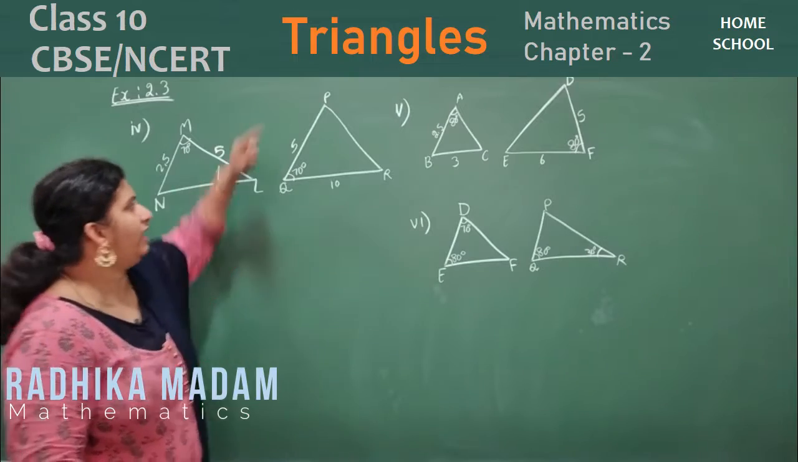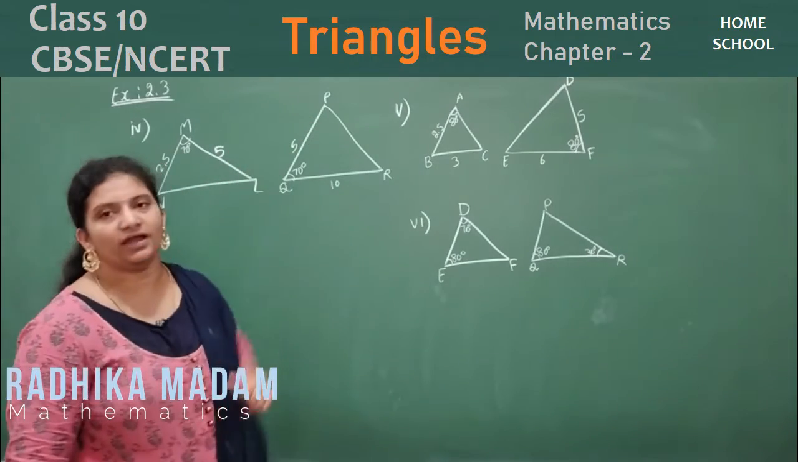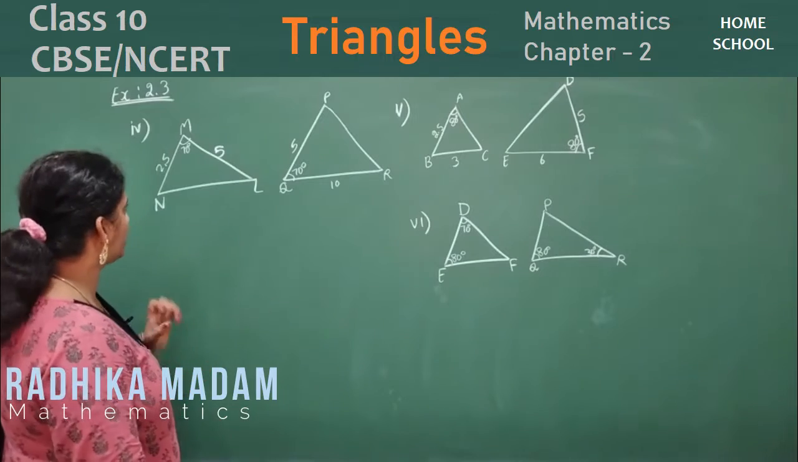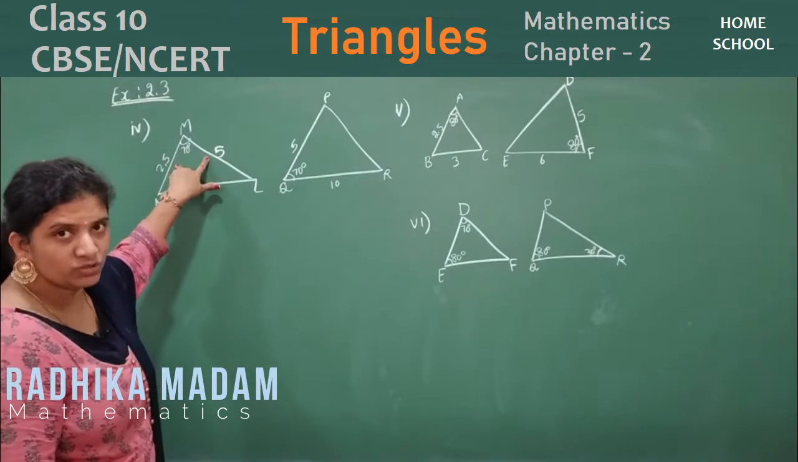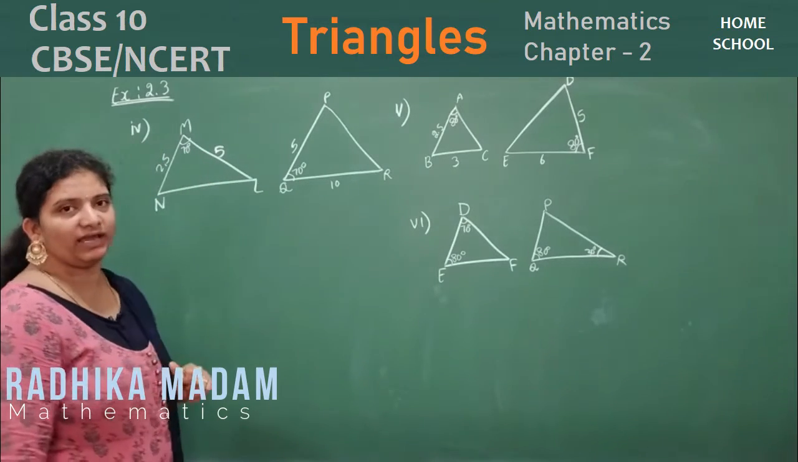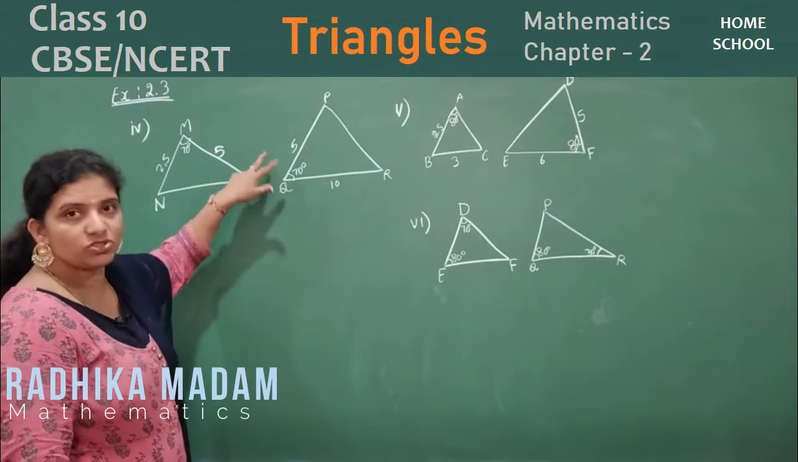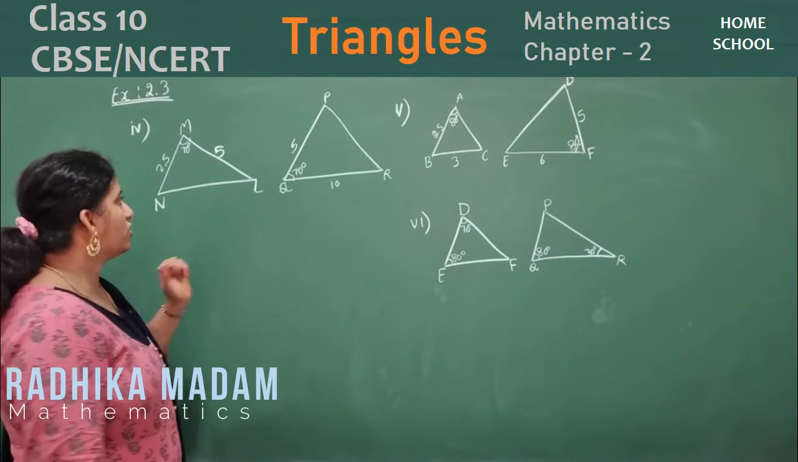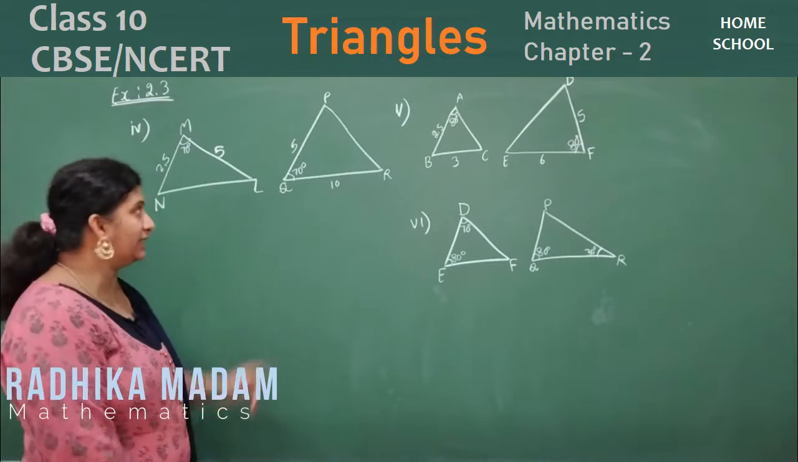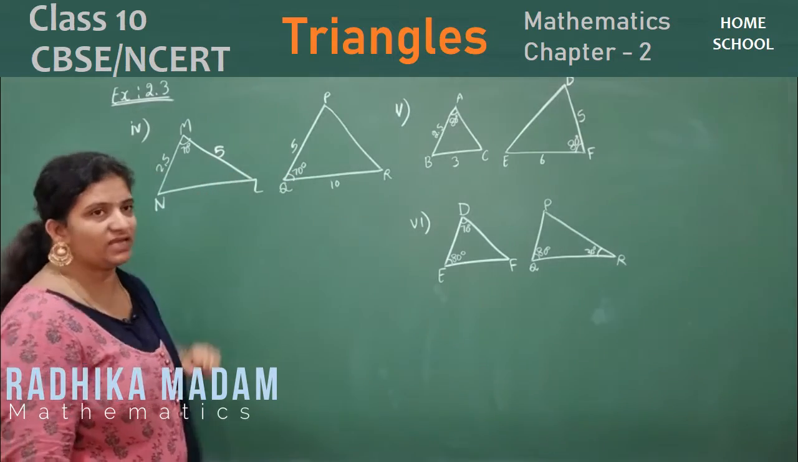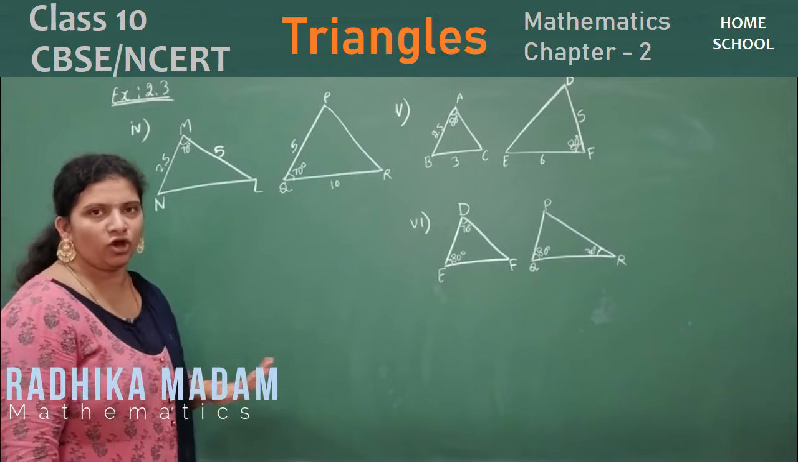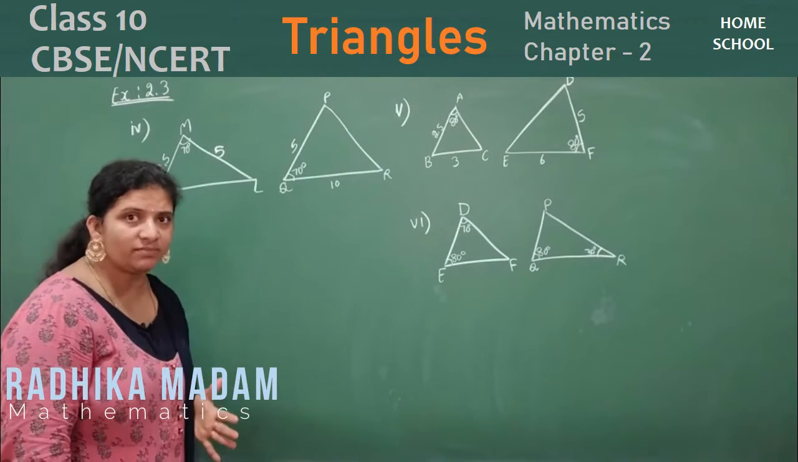MNL is one triangle and PQR is another triangle. So observe carefully here children. What can you observe here? There are two sides and an included angle given, and here also two sides and an included angle are given. So how can you compare first here? If you compare 5 with 1, this 2.5 should be there, but it is not there. So that means they are not similar.